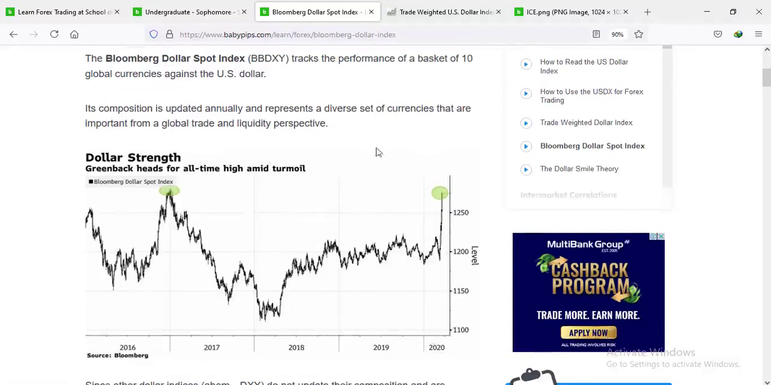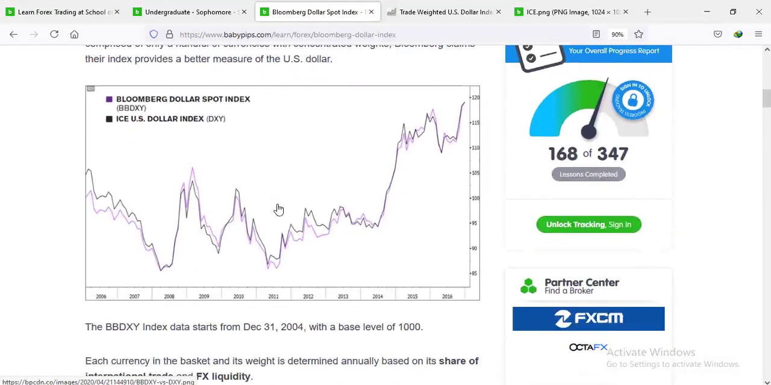Talking about this sentence alone, its composition is updated annually, that is to say every 12 months, and it represents a diverse set of currencies that are important from a global trade and liquidity perspective. Since this information is computed annually, do you really think you need this Bloomberg dollar spot index compared to the DXY US dollar index as you have in TradingView? No. So let's just go through this quickly.